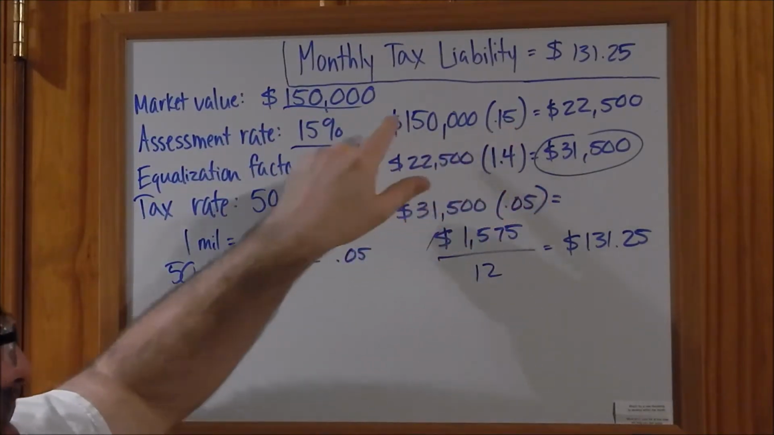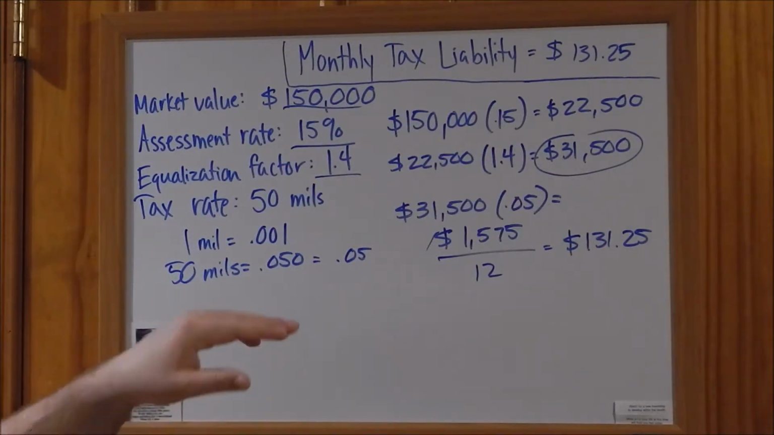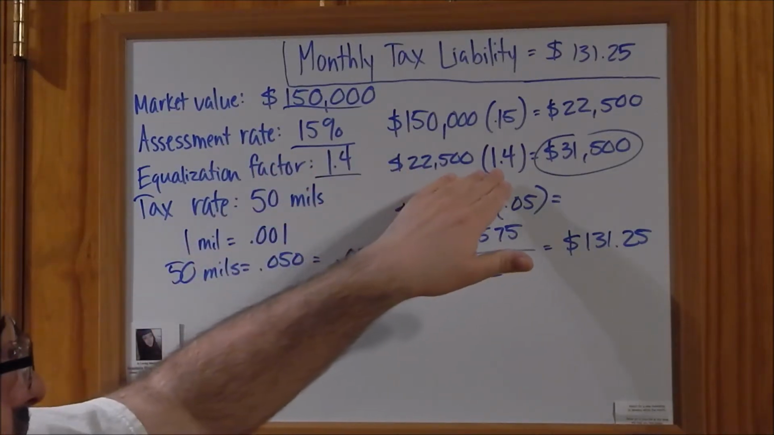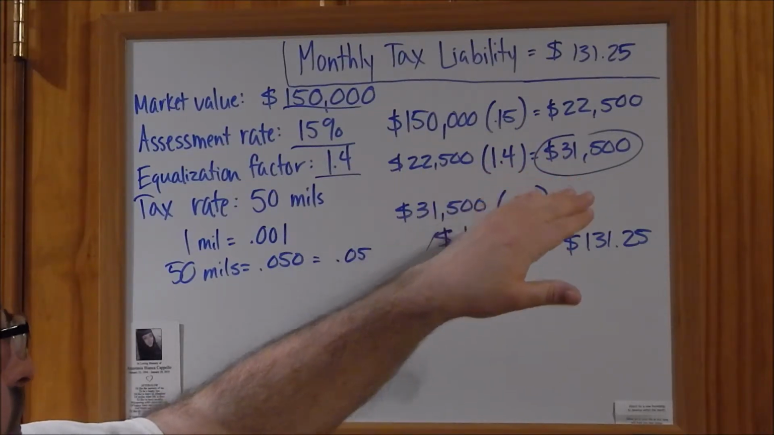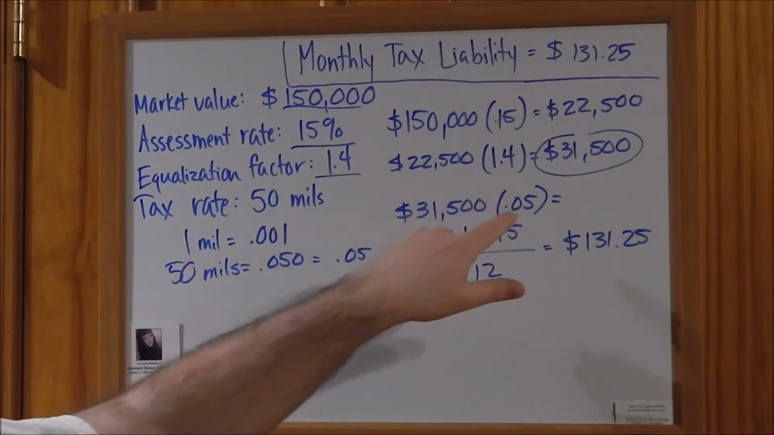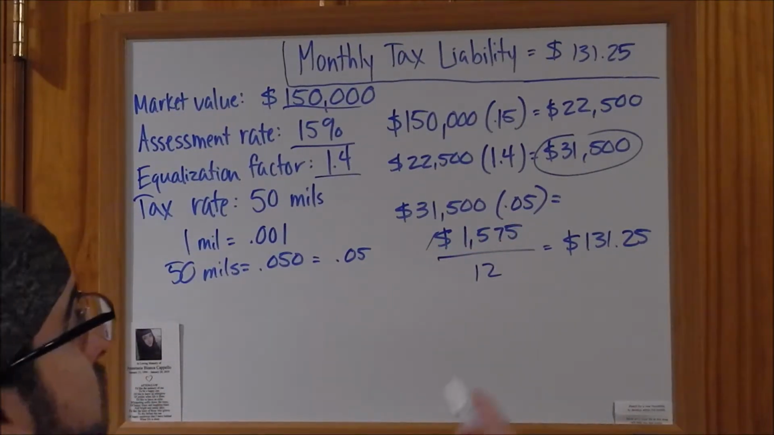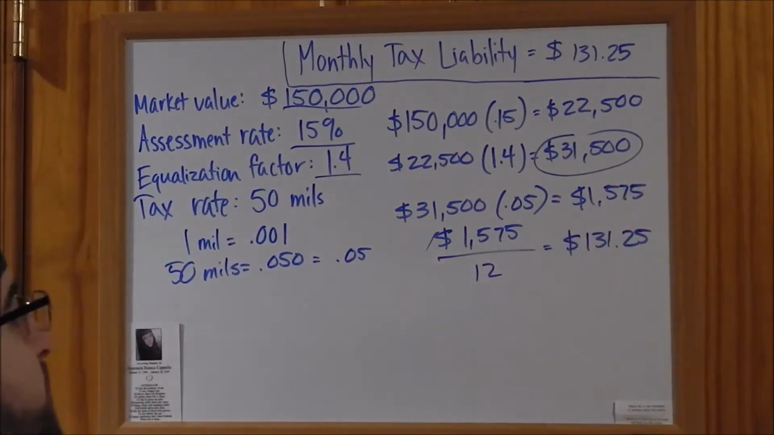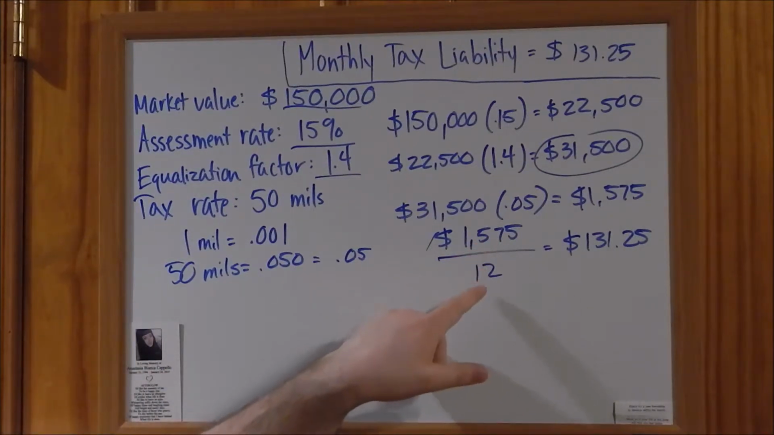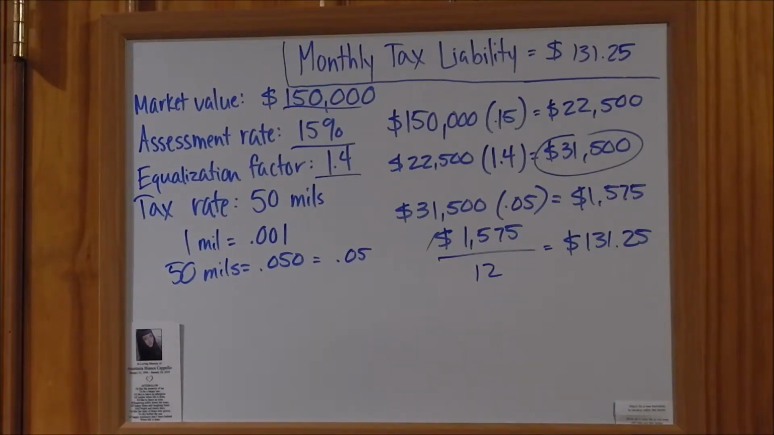This is what the government is assessing our tax liability at, $22,500. Then we take that liability and we multiply it by the equalization factor to get our total tax liability for the property. Then we multiply that by the tax rate of 50 mils or 0.05. And we get $1,575. We divide that number by 12 because there's 12 months in a year to get our monthly tax liability of $131.25.